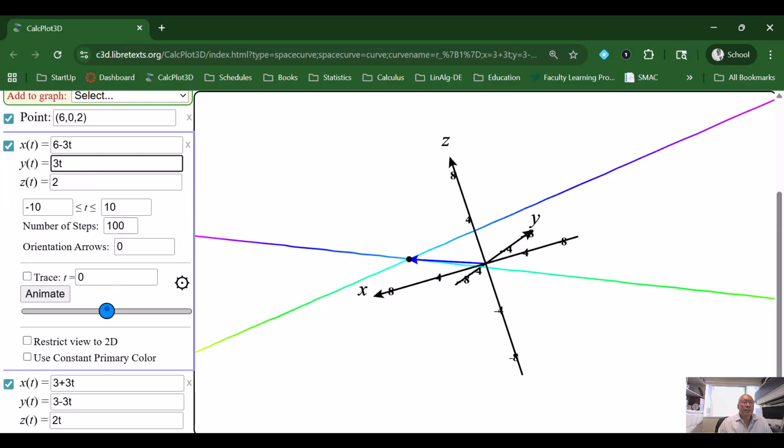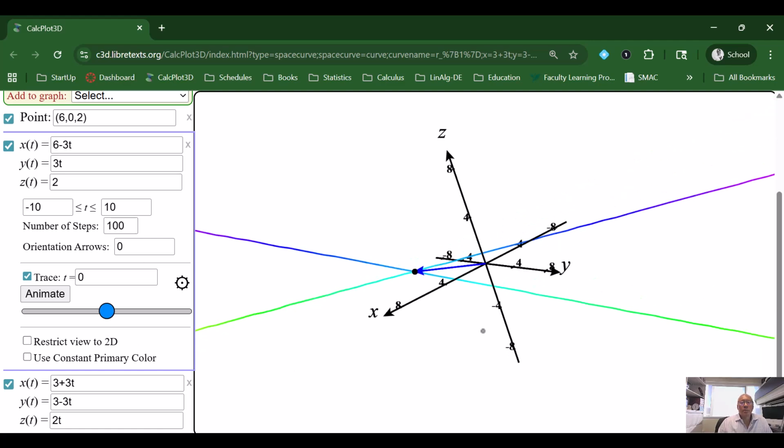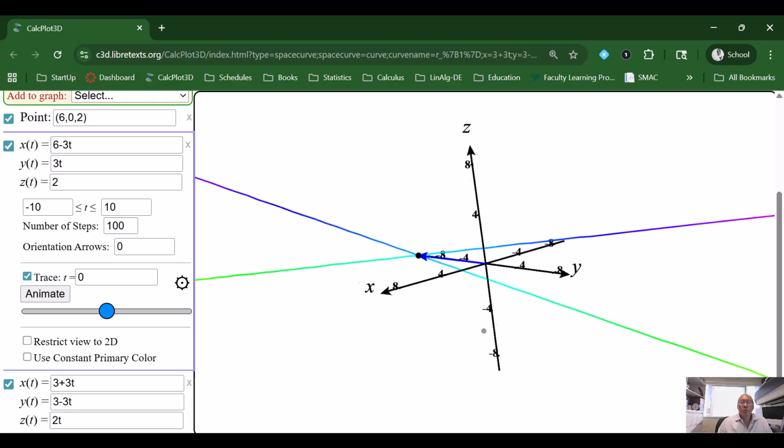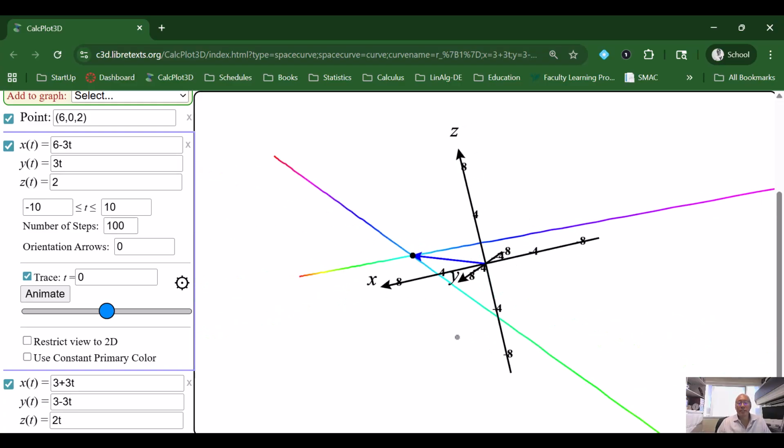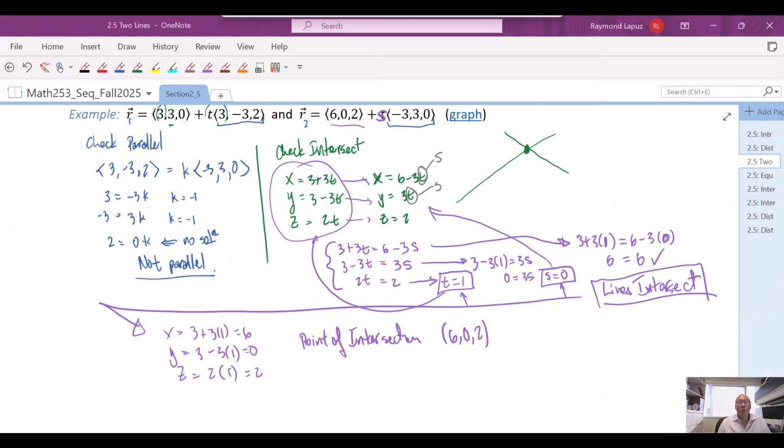Now, if I take this one and move this around, I will hit that same point at t is equal to 0. So we have t is equal to 1 and t is equal to 0. Those two lines hit that point at different times, and that is the reason why we wanted to split this up into two equations and change the variable for one of the equations.